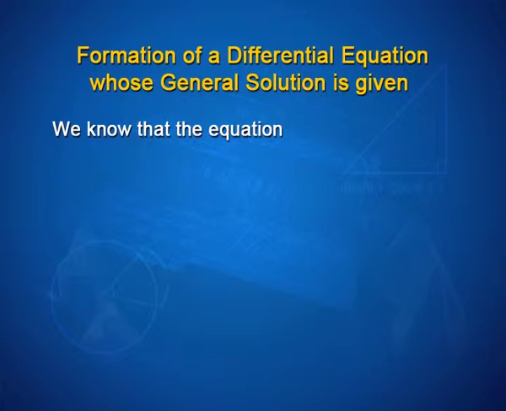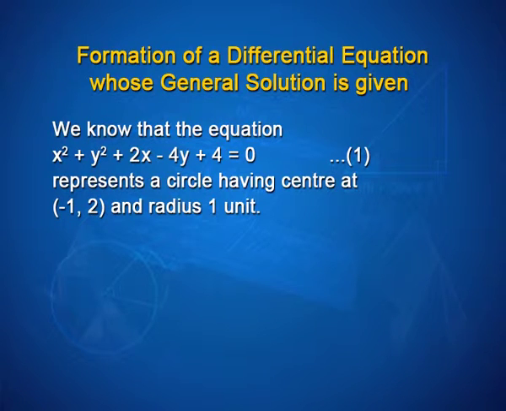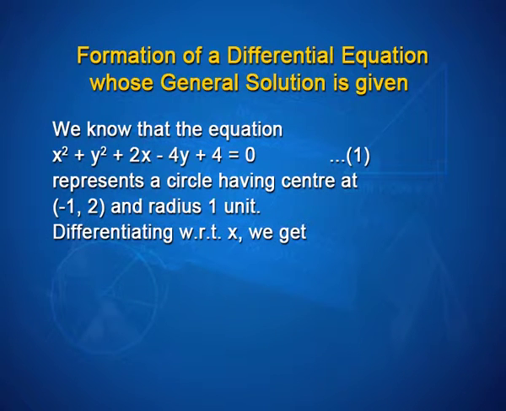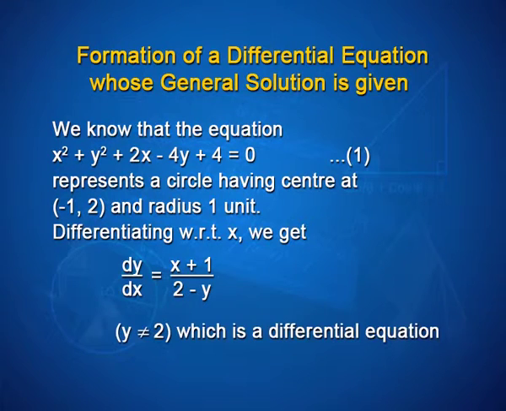We know that the equation x square plus y square plus 2x minus 4y plus 4 is equal to 0 represents a circle having center at minus 1 comma 2 and radius 1 unit. Differentiating with respect to x, we get dy upon dx is equal to x plus 1 upon 2 minus y, where y is not equal to 2, which is a differential equation.